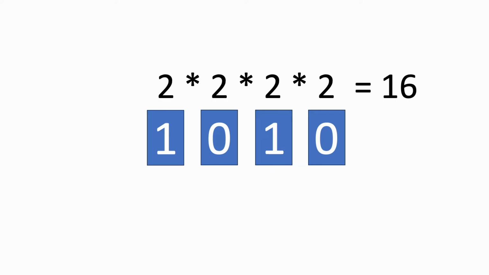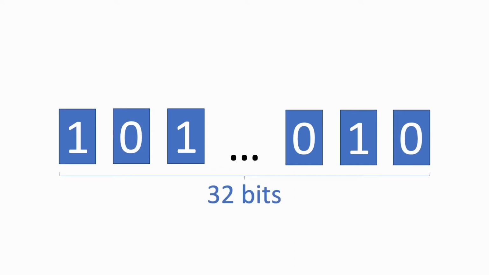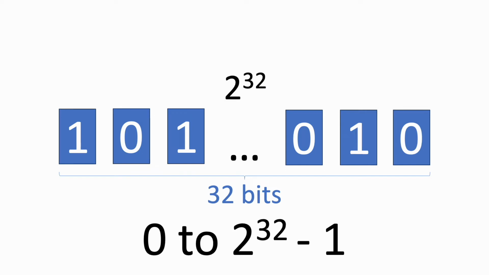If you had 4 bits, then by the same logic, you could encode 2 to the 4th power integers, which would be 0 to 15. So here, we're working with 32-bit integers, which means that you could encode a total of 2 to the 32nd power integers, which would be 0 to 2 to the 32nd power minus 1.